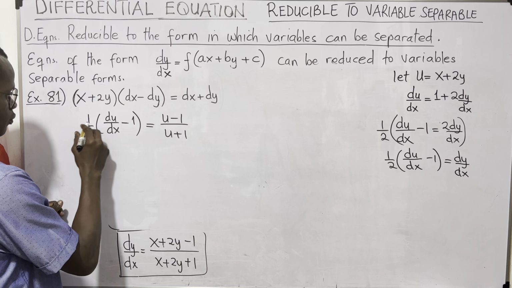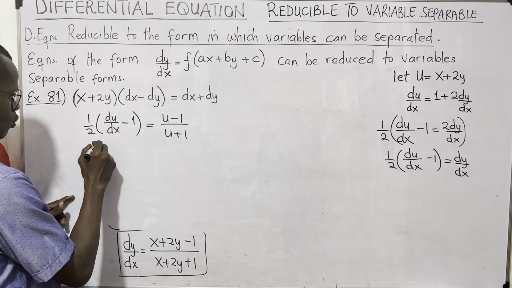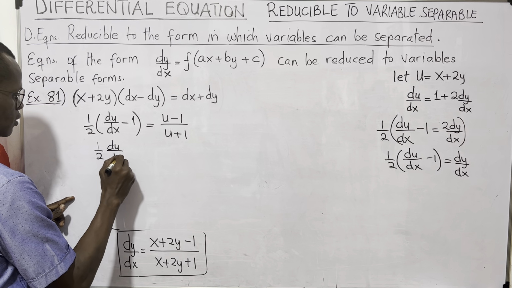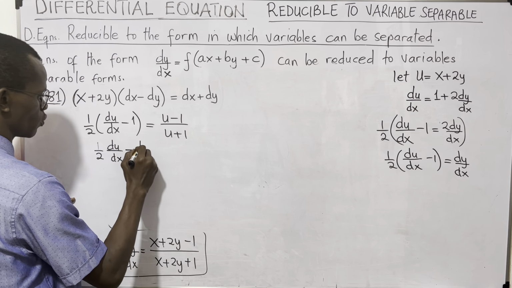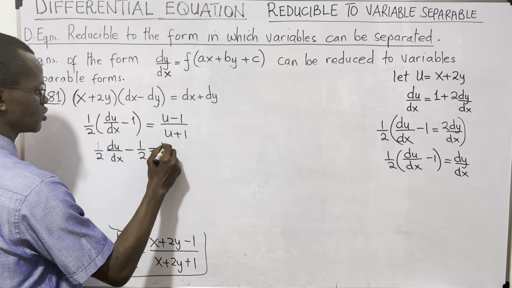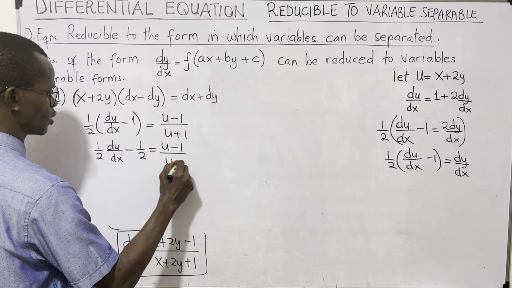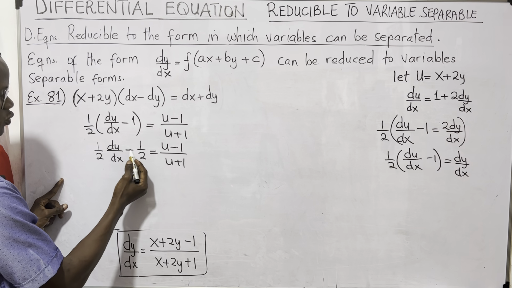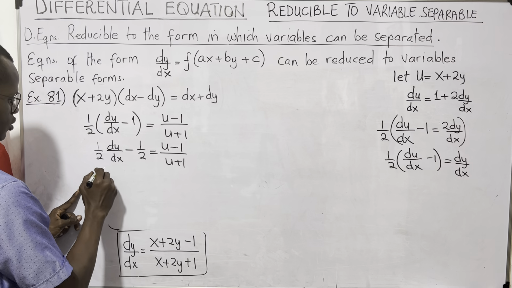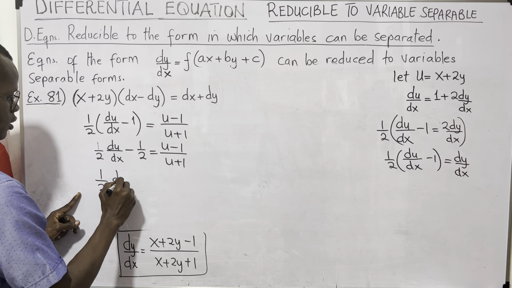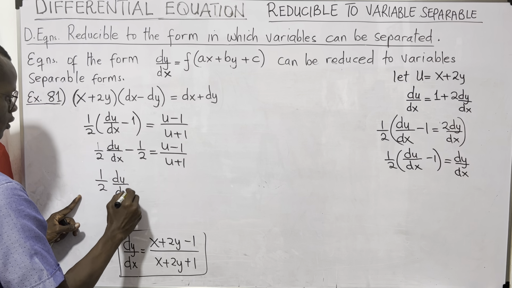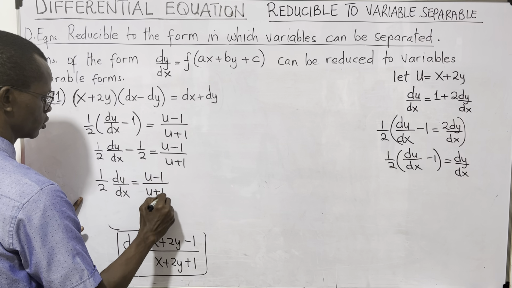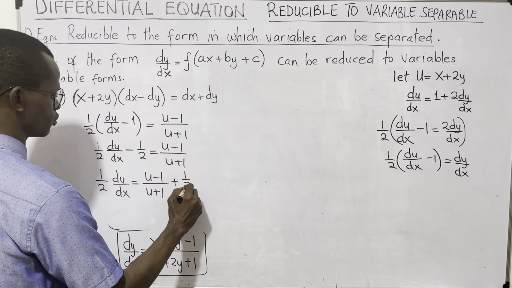So we can say 1 over 2 du by dx. 1 over 2 times 1 is 1 over 2, equals u minus 1 all over u plus 1. Next, we send this minus 1 over 2 to the right hand side of the equation. So it's 1 over 2 du by dx equals u minus 1 all over u plus 1, plus 1 over 2.